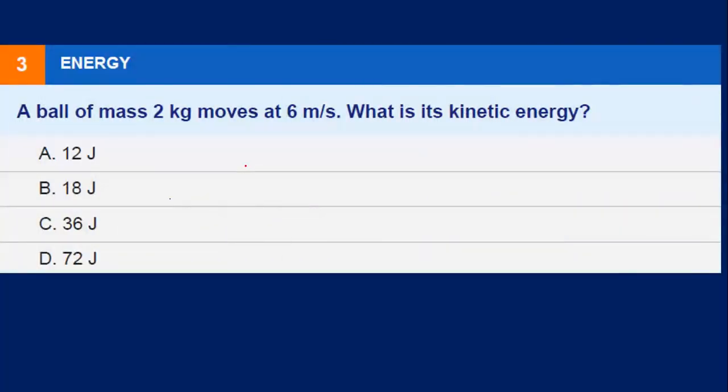Question number 3, energy. A ball of mass 2 kg moves at 6 meters per second. What is its kinetic energy? And this is pretty easy. You must remember the formula for kinetic energy. Just substitute the values and you may get your response. So this is 36, option C.